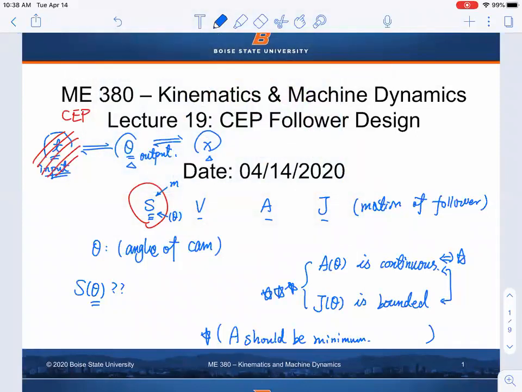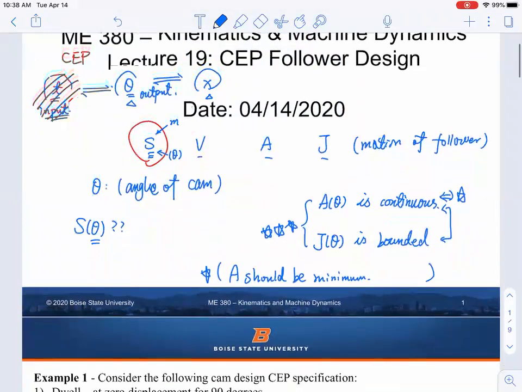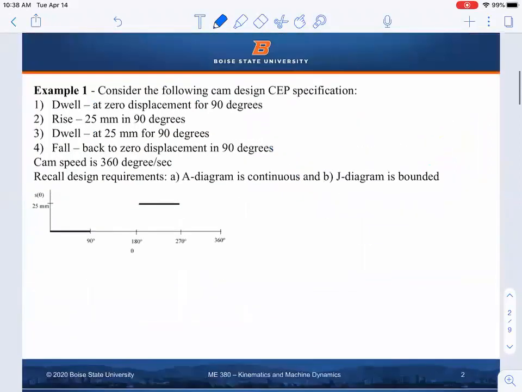All right, so I'm going to use an example to go over this. Example number 1: we're going to design a CAM following the CEP, with the following requirements. It first dwells, then it rises up, then dwells, and then falls. So that means you're going to see 4 different steps.